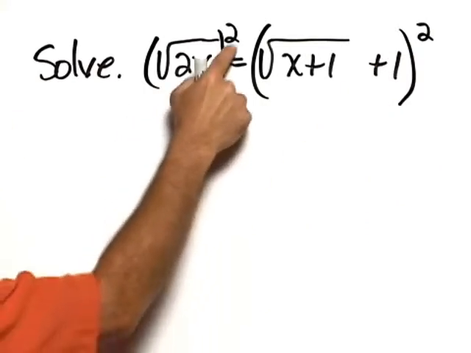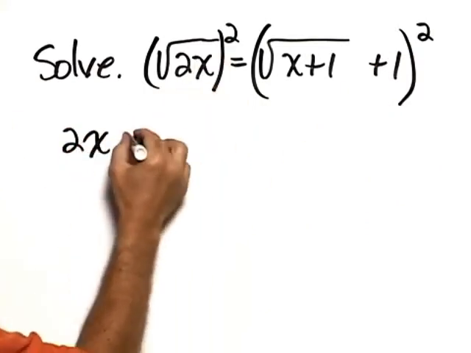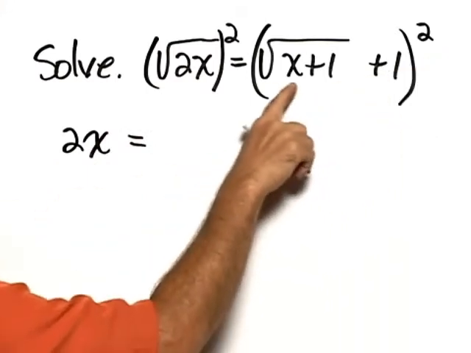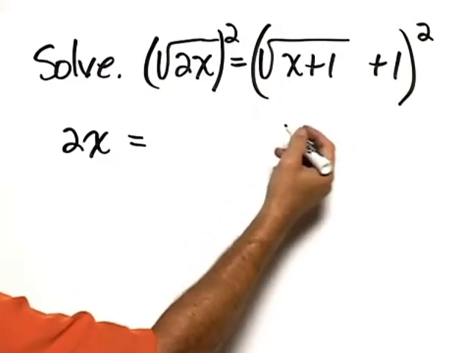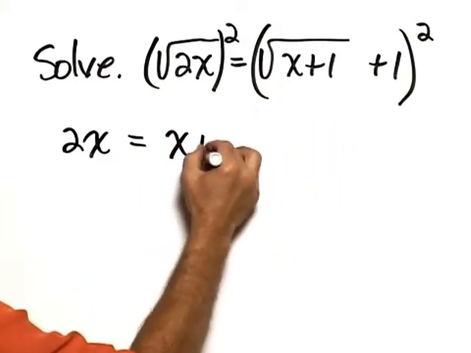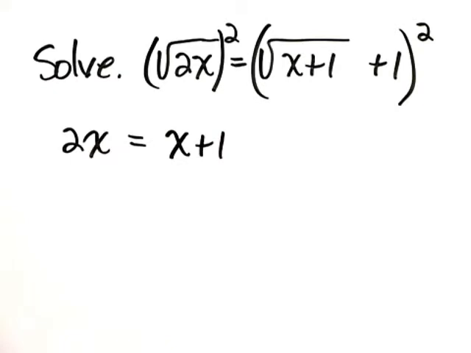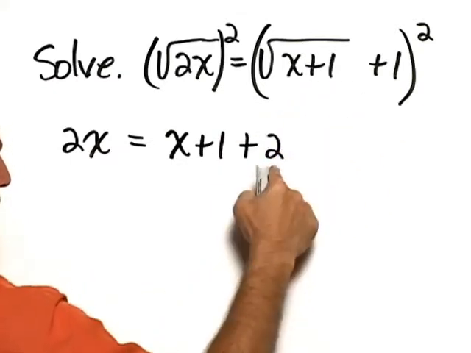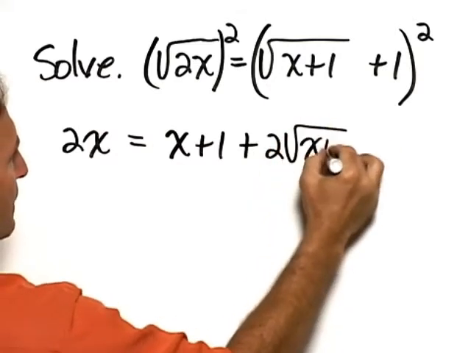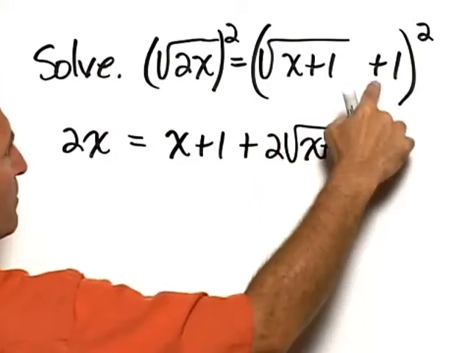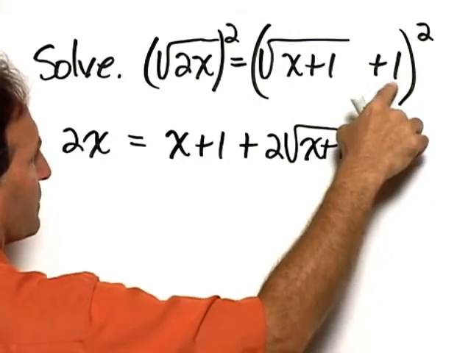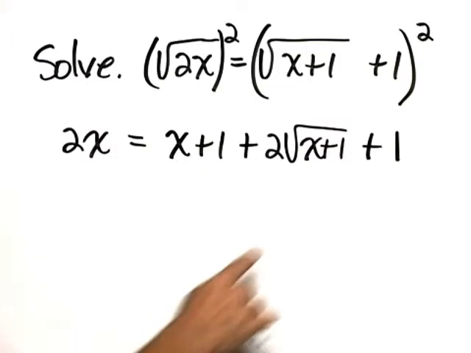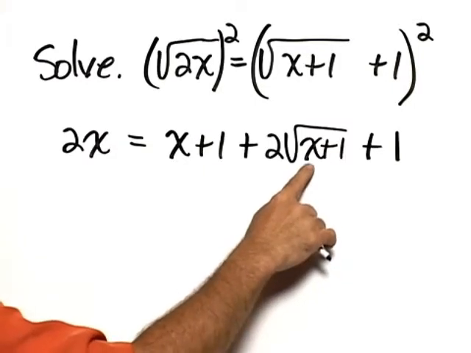Now, the square root of 2x squared is 2x. On the right-hand side, we have a binomial squared. So we have the square root of x plus 1 squared. Well, the square root of x plus 1 squared is x plus 1. Then we have twice the product here, so that would be 2 times 1, which is 2, times the square root of x plus 1, plus the second term squared. 1 squared is 1. We still have a radical expression, and we want to isolate that.